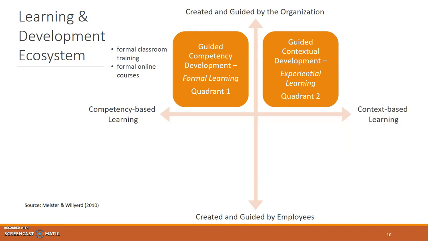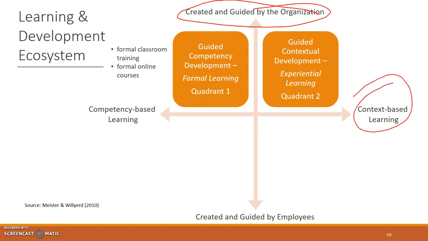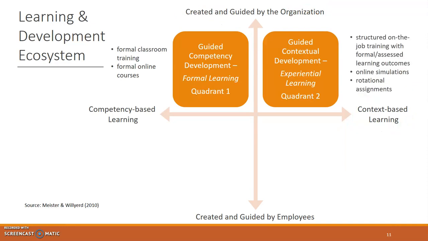Quadrant 2, now we are still working with programs that are created and guided by the organization, but now rather than in the formal classroom, these are in context and on the job. So we'll call this quadrant experiential learning, and these are some examples of experiential learning. So structured on-the-job training with formal or assessed learning outcomes. So we've got this combination that it is on the job, context-based, but it's still created and guided by the organization. We're trying to still get specific things accomplished here based on what the organization identifies as being important.